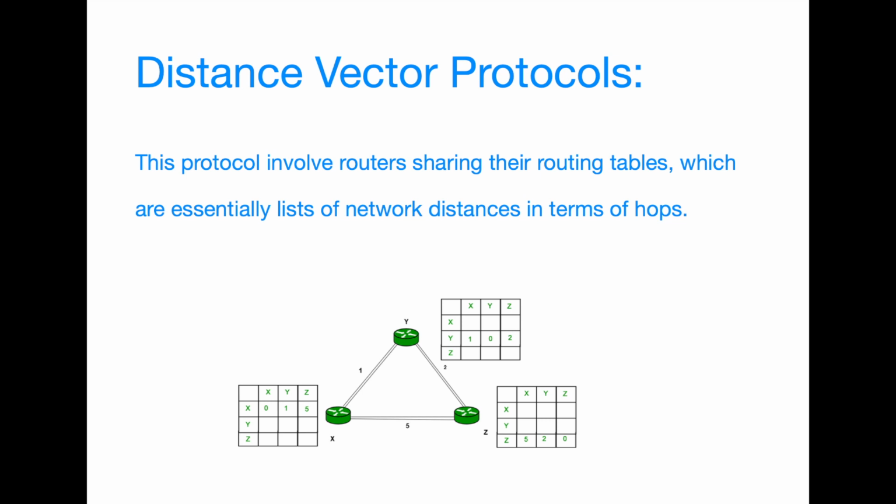One type of IGP is distance vector protocols. These protocols involve routers sharing their routing tables, which are essentially lists of network distances in terms of hops. The more hops, the longer the path. While distance vector protocols are simple, they have limitations. Routers using them have limited knowledge of the overall network state, making them slow to react to changes far away.